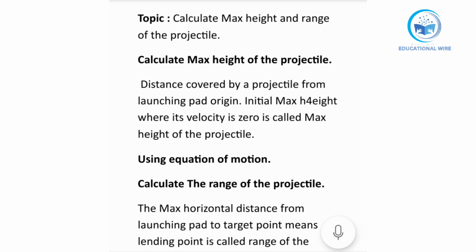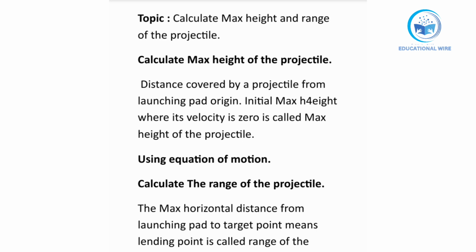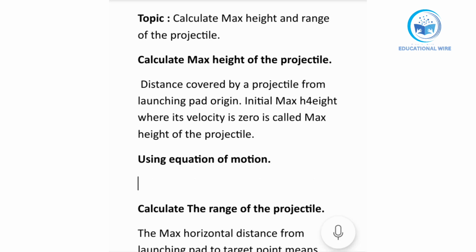Here we will use the equation of motion. From the launching pad to the maximum height, we will calculate that, and the point where the velocity is equal to 0 is called the maximum height of the projectile. So using the equations of motion, here we will use the second equation of motion. Previously we used the first equation of motion.